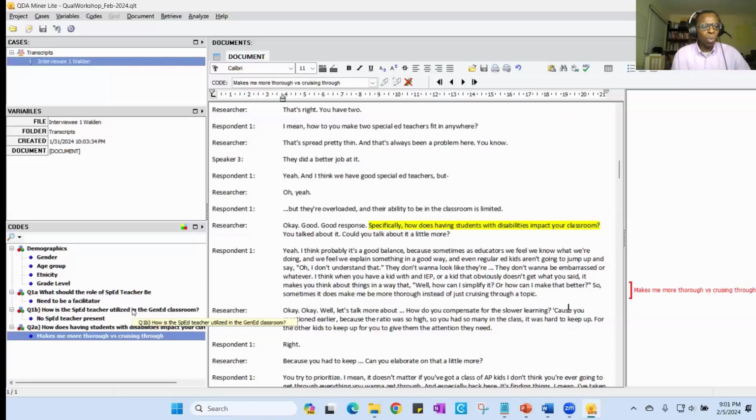And then when we spit out the report, you're going to have all the codes under Q1A, all the codes under Q1B, all the codes under Q2A, and so on and so forth. Because if we were doing it manually, we would have a color for need to be a facilitator, and then if we had another code, we'd have a different color for that code under Q1A. Then we have a different color for Q1B and all different colors. But we don't need to do that because it's going to spit things out in an organized manner.